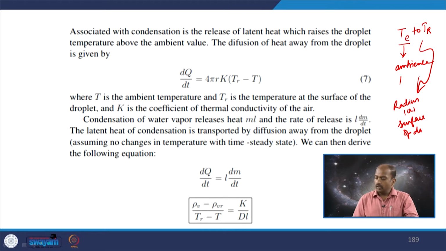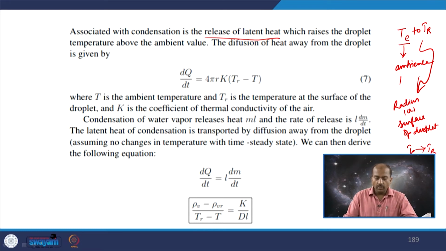Why is the temperature different between these two places? What is the physical process that is happening? In order to understand this, when the condensation happens, latent heat is released, and this heat is attributed to the droplet, which raises the temperature from T e to T r above the ambient value.